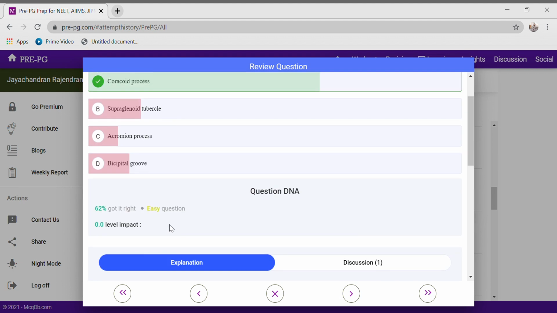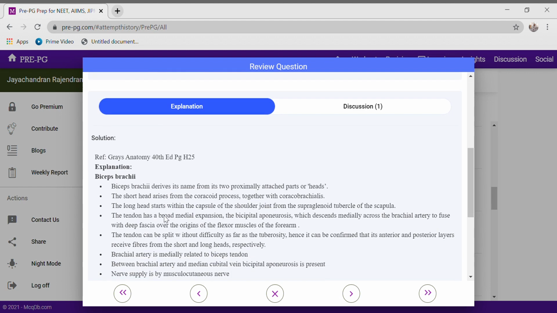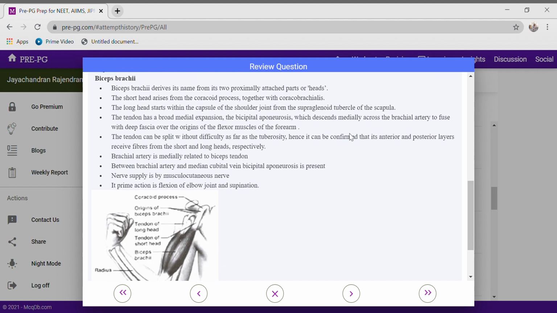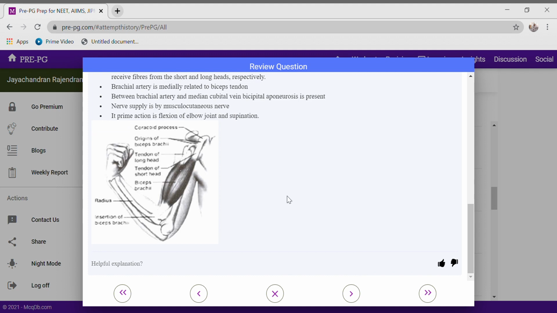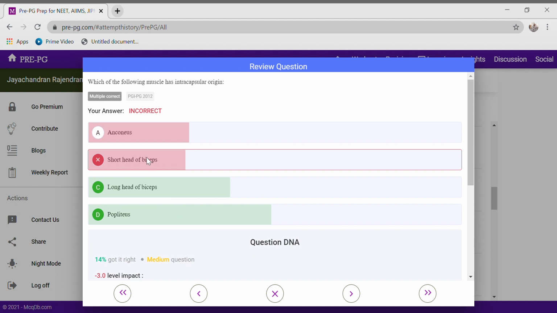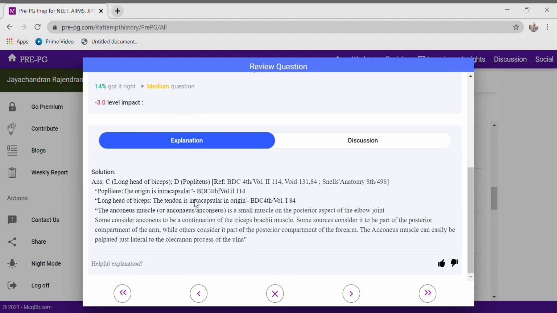And next is about the short head of biceps. Short head of biceps attaches to the coracoid process, whereas the long head of biceps attaches to which tubercle? Supraglenoid tubercle. That is important. And which of the following muscles has intracapsular origin? Intracapsular origin is seen with the long head of biceps and the popliteus. These two have intracapsular origin, not the anconeus and not the short head of biceps, but two things: long head and the popliteus.